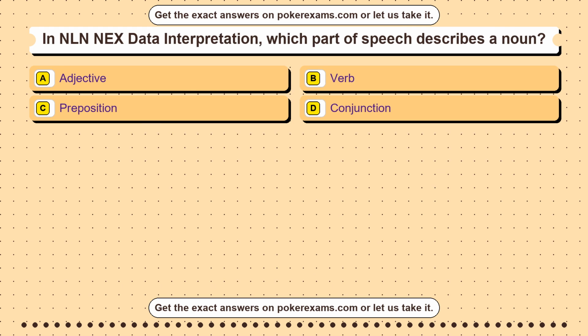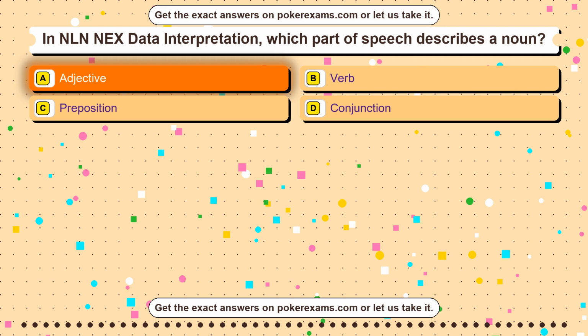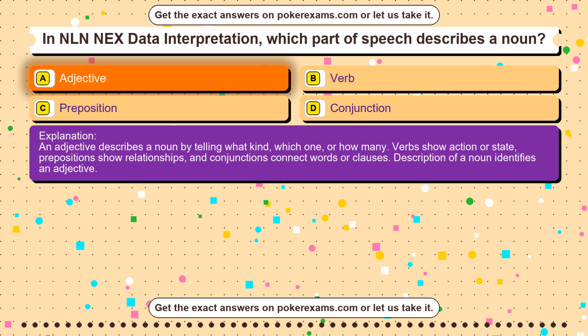Question 13. In NLN NEX Data Interpretation, which part of speech describes a noun? Option A adjective. Option B verb. Option C preposition. Option D conjunction. The correct answer is option A. Adjective. An adjective describes a noun by telling what kind, which one, or how many. Verbs show action or state, prepositions show relationships, and conjunctions connect words or clauses. Description of a noun identifies an adjective.